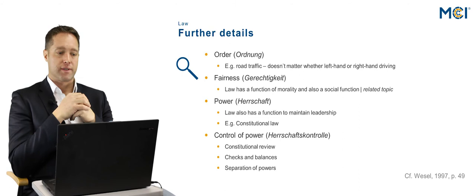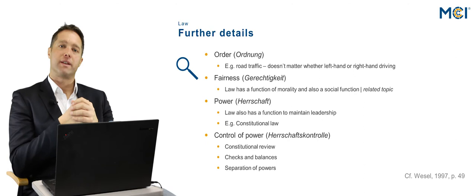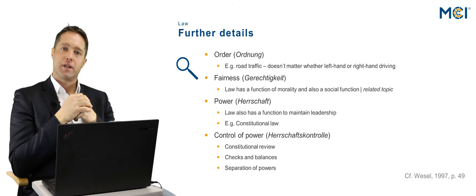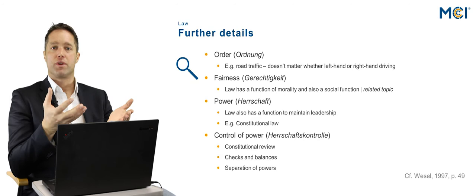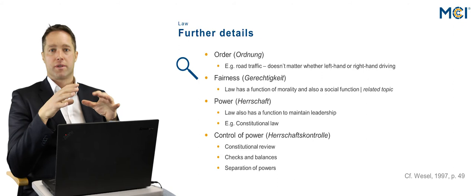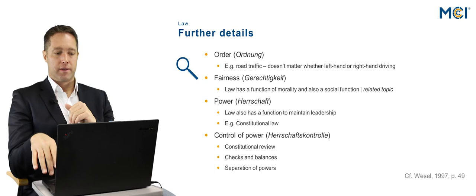Law also has a function to maintain power, which is what we normally find in a constitution. On the other hand, the last function is the function to control power, so that constitutional courts can decide that laws enacted by parliament are against the constitution, so that the lawmaker also has to respect certain rules. This is the notion of checks and balances, and also the separation of powers, which we'll see in the following.